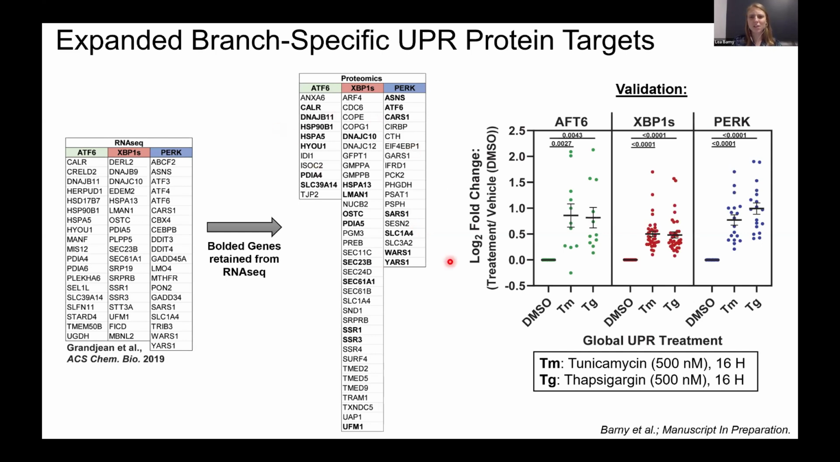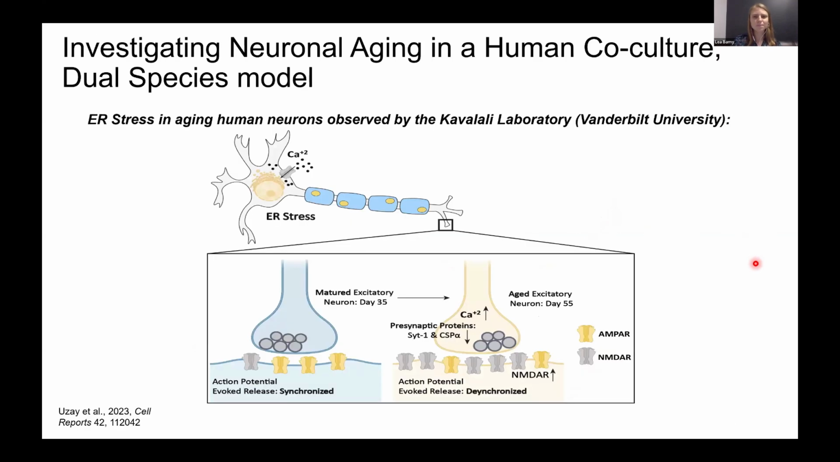So then if we take these targets and apply them to when the UPR is globally activated, we can do this pharmacologically using thapsigargin and tunicamycin. We can see that we are able to indeed detect activation of the 3 branches of the pathway. So this is just a quick validation.